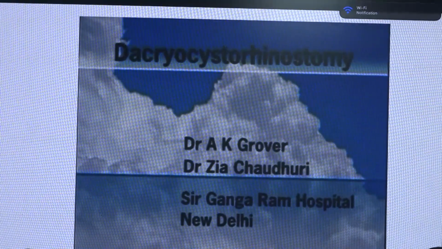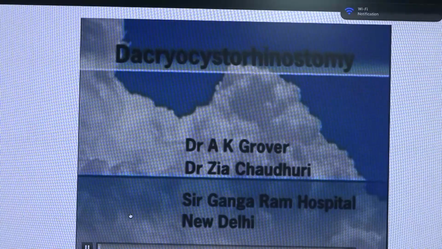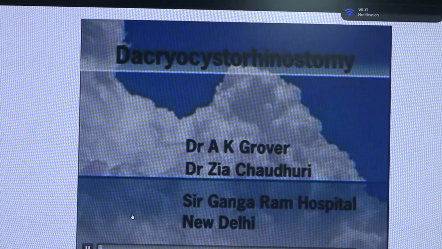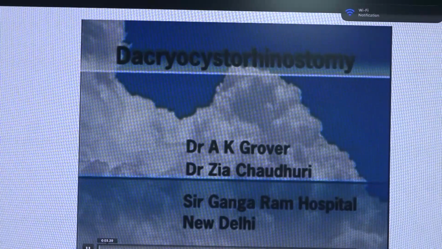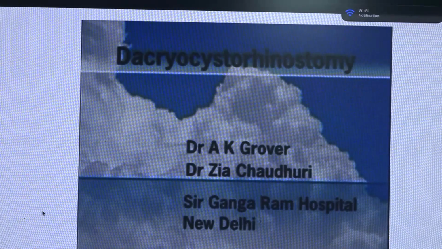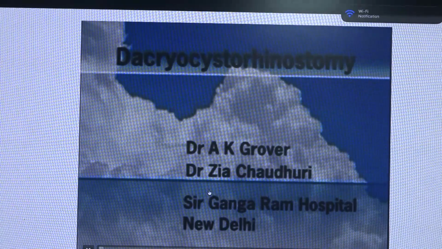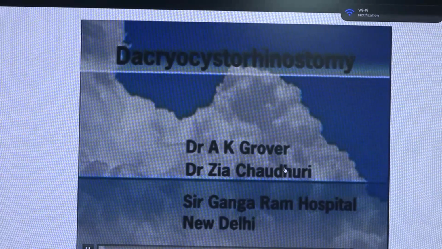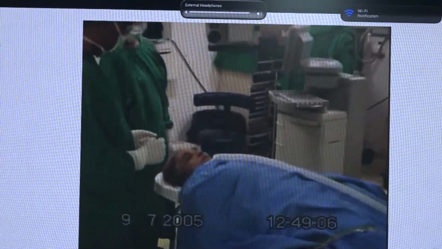This film presents the surgical technique of dacryocystorhinostomy. The preoperative evaluation of the patient should exclude a nasal contraindication and hypertension. The operation theatre is prepared for the procedure.